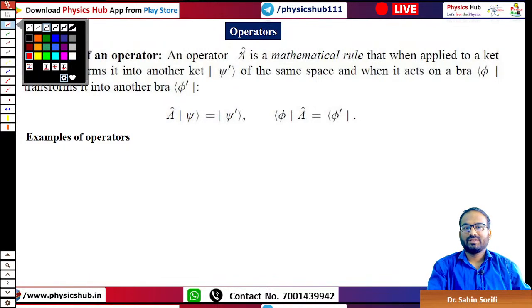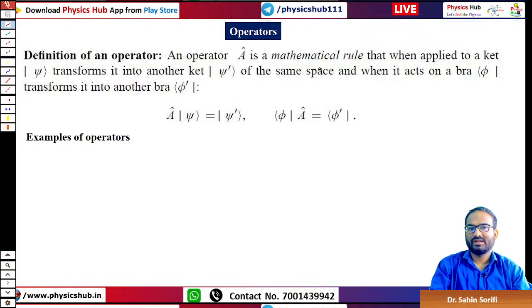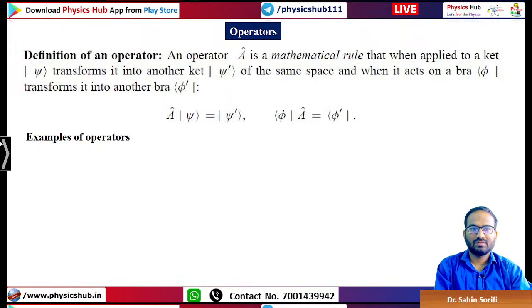You see, an operator is always written with a hat, a cap. A cap is a mathematical rule that when applied to a ket psi, transforms it to another ket of the same space, and when it acts on a bra, it transforms into another bra. So prime denotes it is another ket or another bra. A psi prime, and you see this operator acts from the left on the ket, and here the operator acts on the bra from the right. So there is a slight difference here.